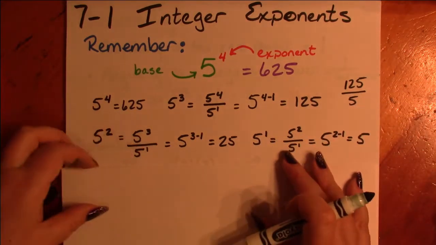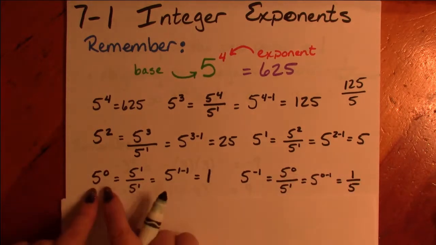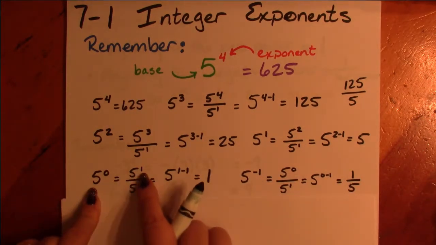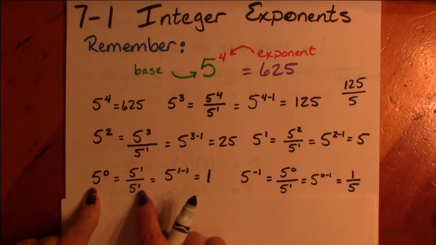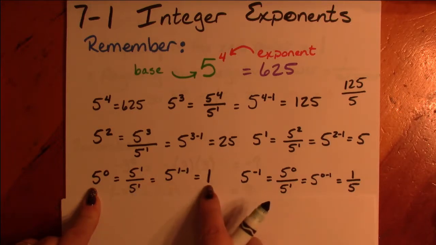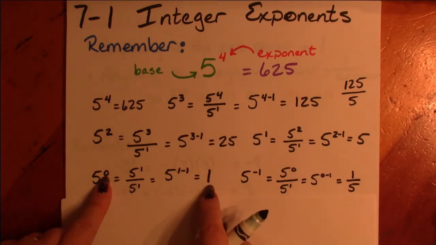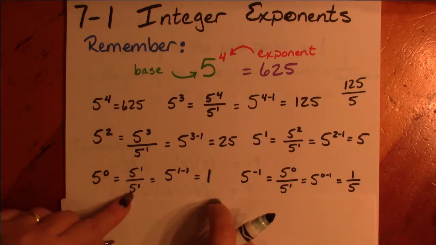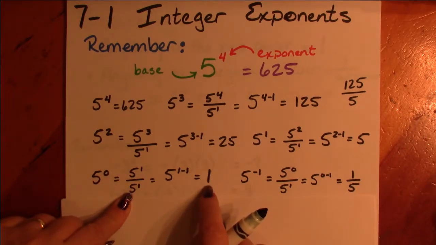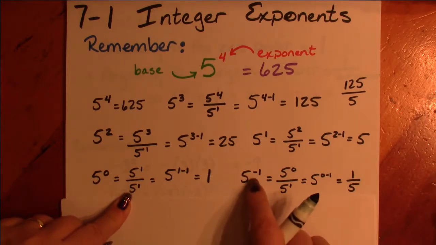Now we're going to keep going. 5 to the 0 power is 5 divided by 5, which is 1. 5 to the 0 power is 1. This one messes people up because they think 5 to the 0 power should be 0, but 5 divided by 5 is 1. And then we're going to go to negative exponents.